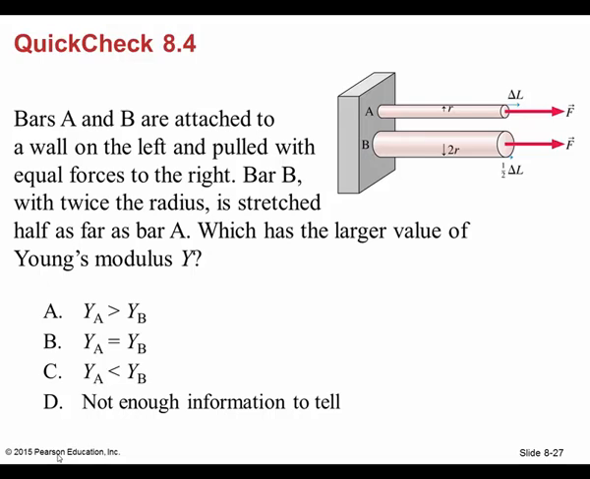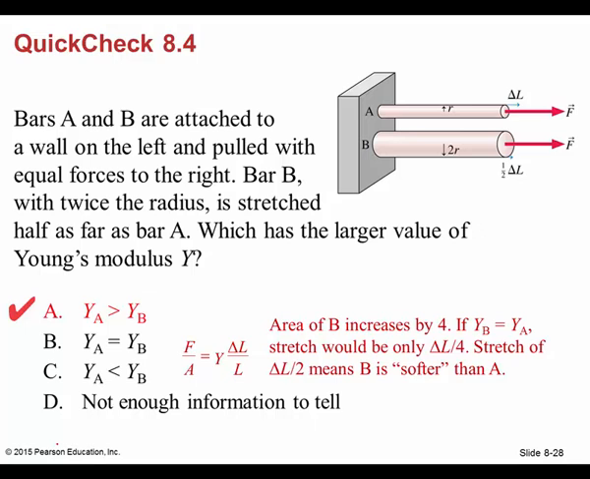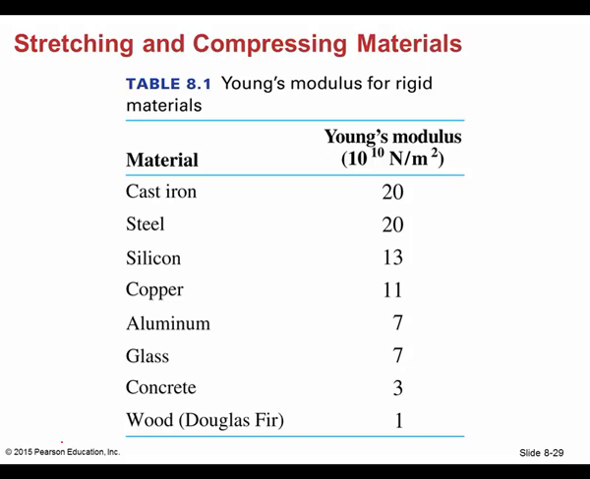All right, bars A and B are attached to a wall to the left and pulled with equal force to the right. Bar B has twice the radius. It's stretched half as far as bar A, which has a larger value of Young's modulus. Well, it'd have to be YA, okay? And here they show you why. Now, so, yes, newtons per meter squared. I knew I was leaving off newtons. Lord help me. I'm not using my brain too well today, because the spring constant, in Hooke's law, is newtons per meter, okay? Newtons per meter, okay?